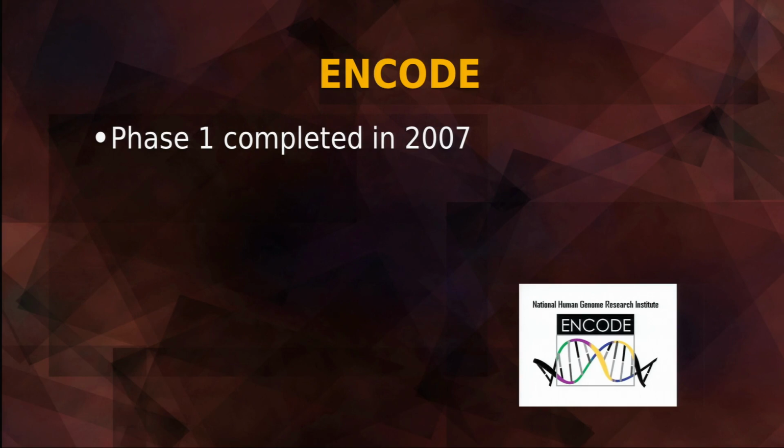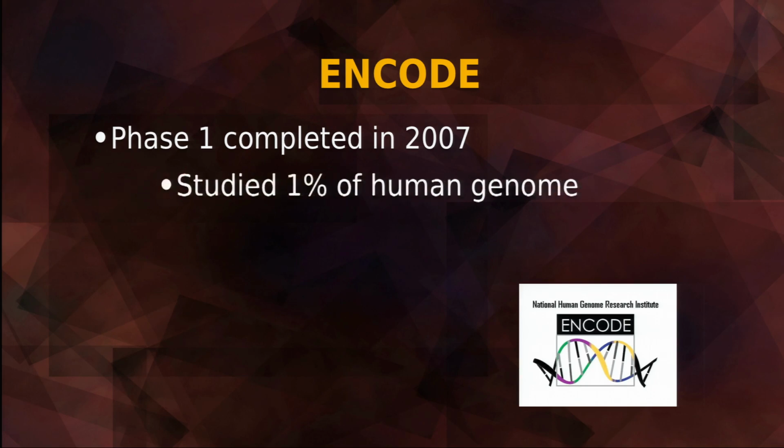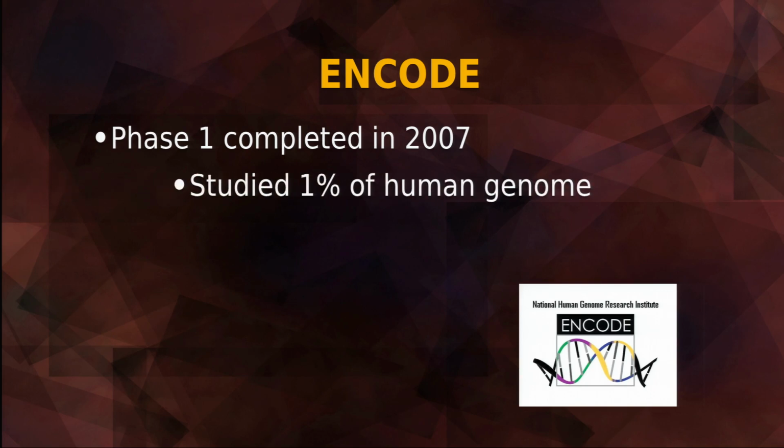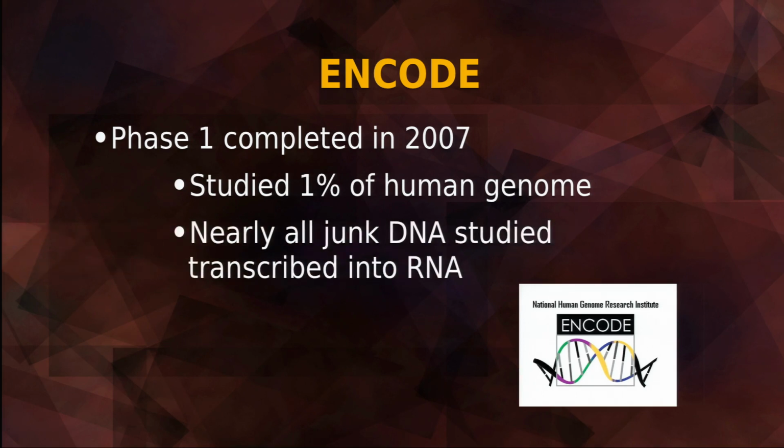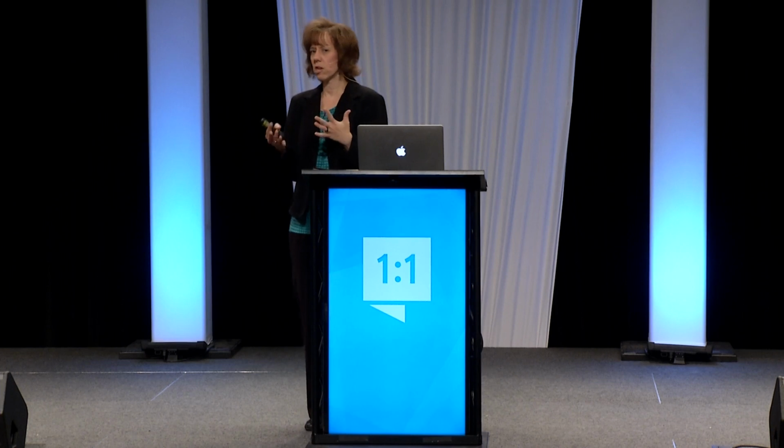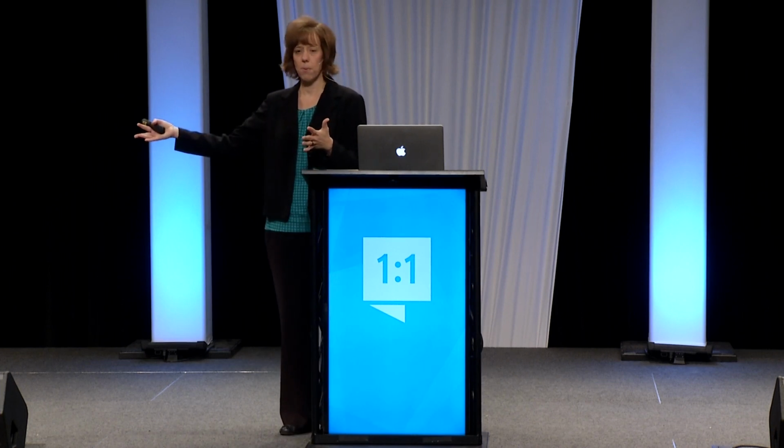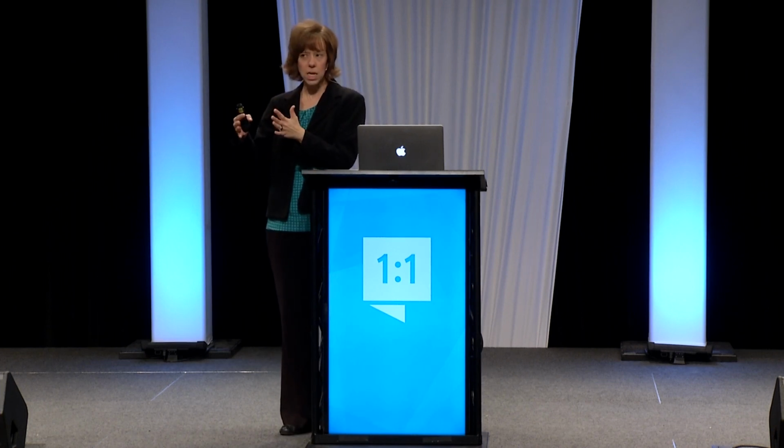Phase one was completed in 2007, and they studied just 1% of the human genome, and they're studying the junk, okay, not the genes. And they found, to their surprise, that nearly all of the junk DNA is transcribed into RNA. And they're scratching their heads on this, right? Because why would you transcribe it into RNA if it's not going to become a protein, right? Because RNA is that intermediate, so to speak. They didn't expect this.